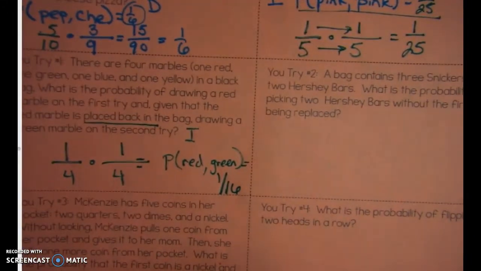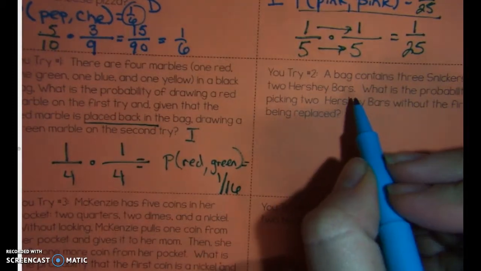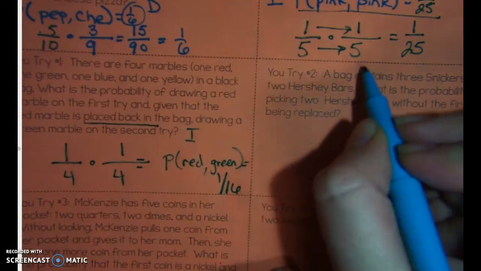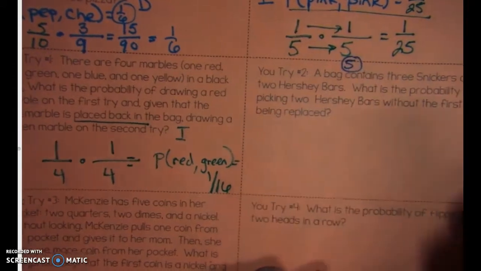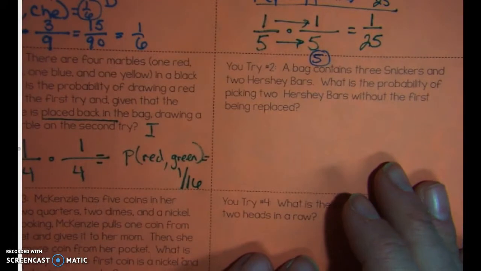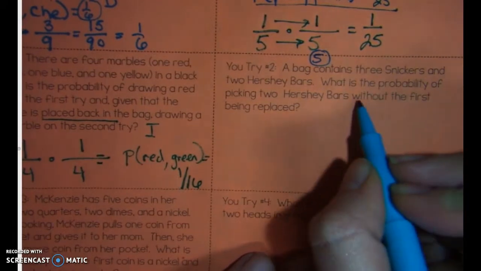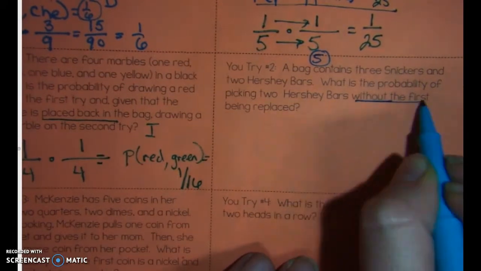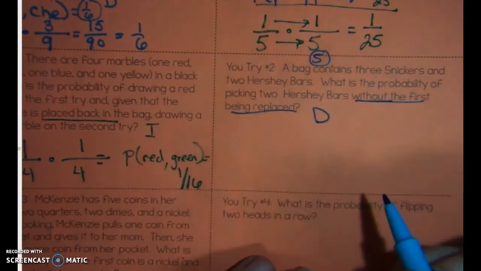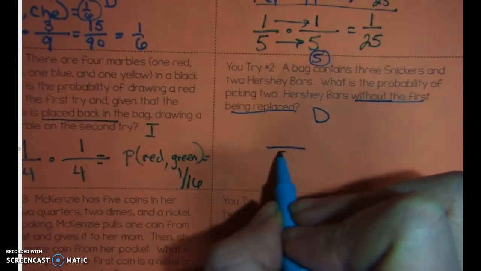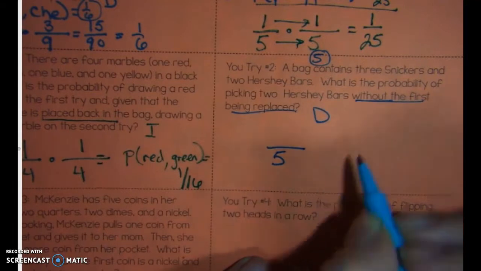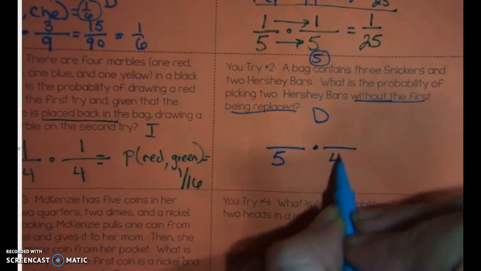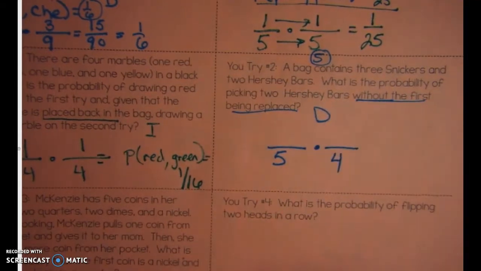All right. A bag contains 3 Snickers and 2 Hershey bars. So how many total do we have? 5. So we have 5 total. I'll keep that up there. What's the probability of picking 2 Hershey bars without being replaced? So this is going to be dependent. Very good. So I have 5 total bars, and then I know the next one, since it's dependent, has to be 4. My denominators change for dependent.